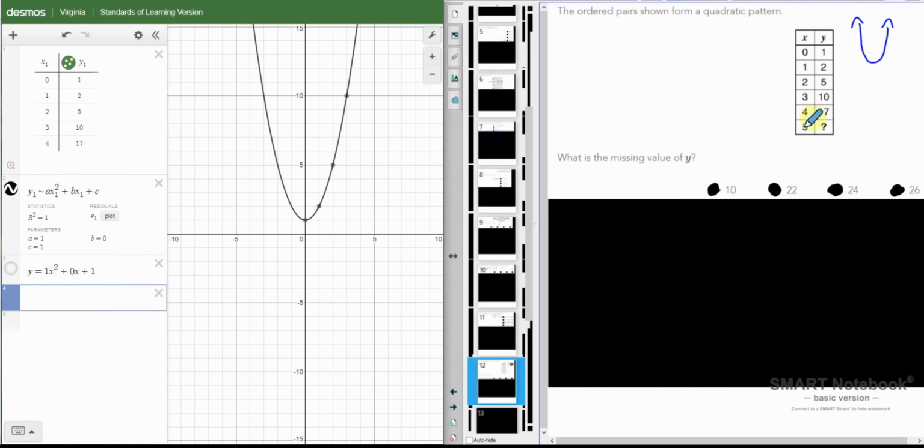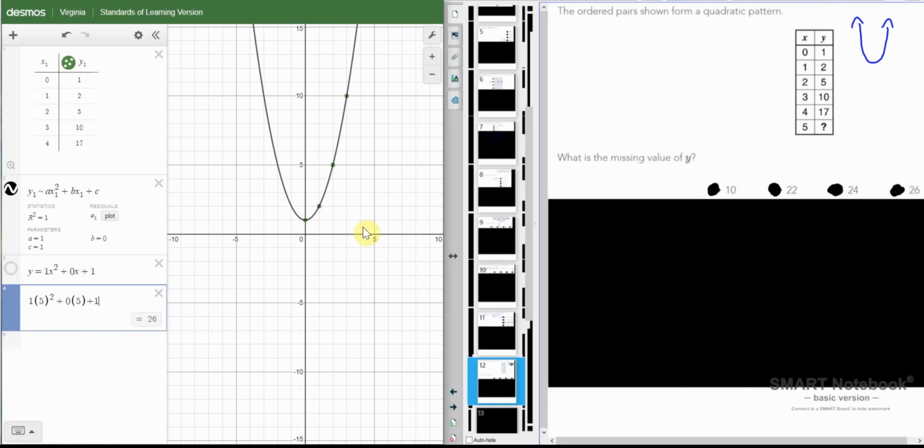And now they're asking me what's y when x is 5. So now I just come over here into my 1x squared plus 0x plus 1, and I put my 5. So 1 times 5 squared plus 0 times 5 plus 1, and we get 26.